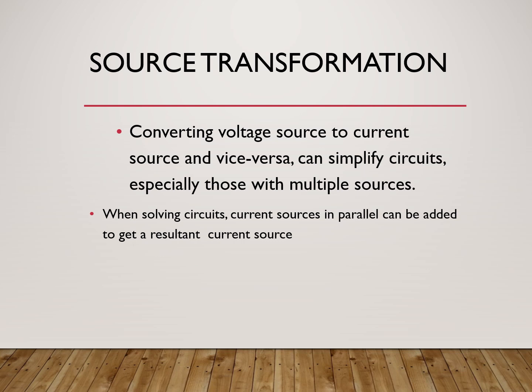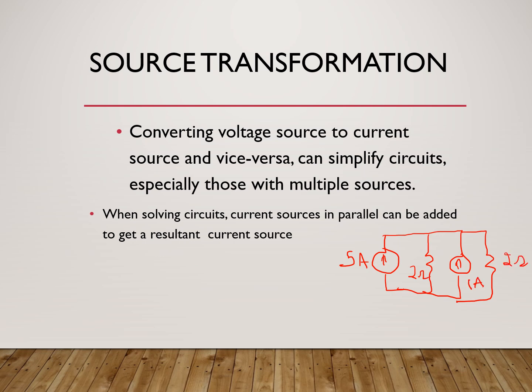So when we speak about source transformation, current sources in parallel can be added to get a resultant current source. For example, take a circuit where you have some resistances and two current sources. You have a 5 ampere current source, a 2 ohm here, 2 ohm here, and a 1 ampere current source. The arrows are in the same direction, so these current sources are in parallel and they can be added.